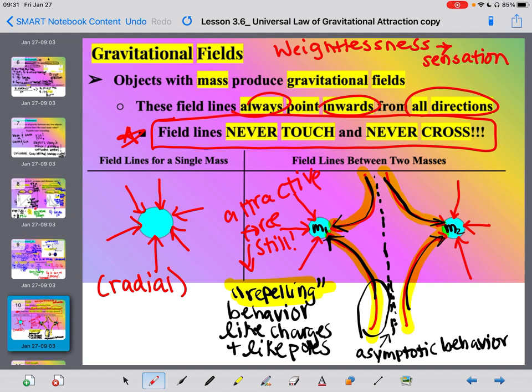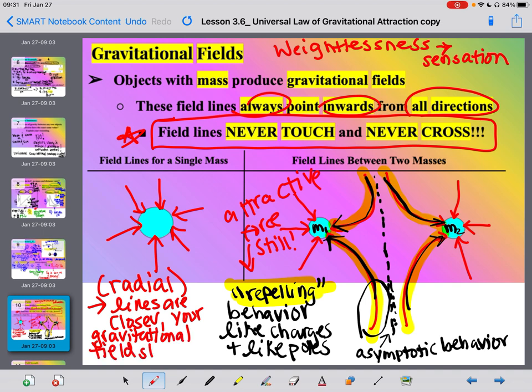So basically, some rules that we have to realize is that if the lines are closer, your gravitational field strength increases. Okay, so that just means the amount of gravity. The tighter packed they are means that your gravity at that location is a lot stronger.